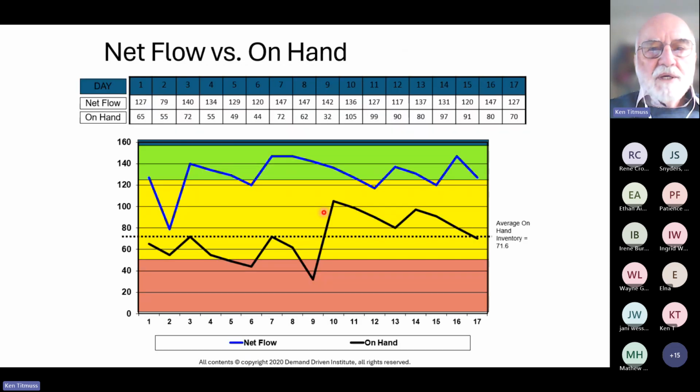And again, we can see here that the average on-hand inventory was sitting in the bottom half of the yellow zone, which is perfectly where it should be. So the planning for this item is working really nicely. But what about execution?